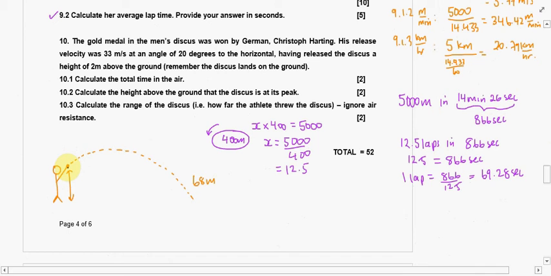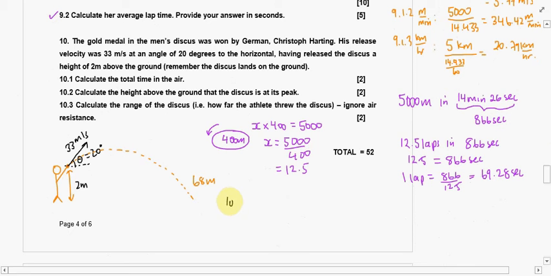The goal here was to say he released it at some angle to the horizontal with some speed. We said it's 33 meters per second, the angle was 20 degrees, and it was 2 meters above the ground. So what was the total time in the air, the height above the ground that the discus reaches at its peak, and the range of the discus? I've really given you the answer for this, so you should get something relatively close. Let's start with 10.1.